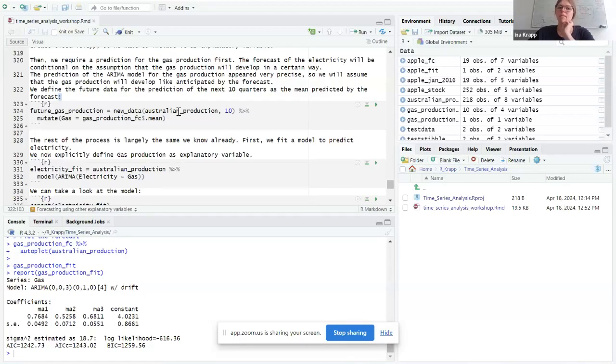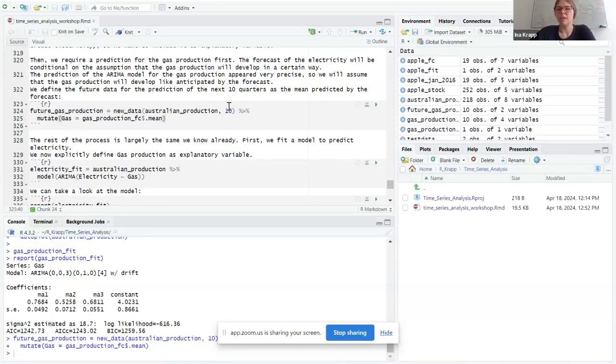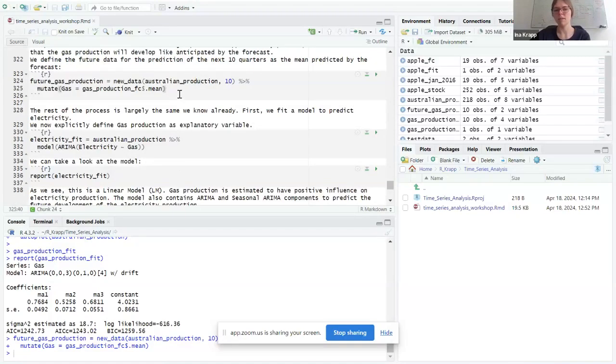Now, we will take the mean from the forecast object for the Australian gas production and save it as future gas production. This is our assumption of what the gas production will look like. And it would obviously be very risky if the uncertainty associated with this mean were high, but the uncertainty is fairly low in this case. So I think we can risk it.